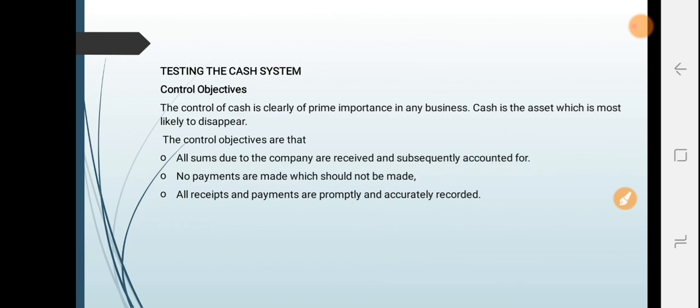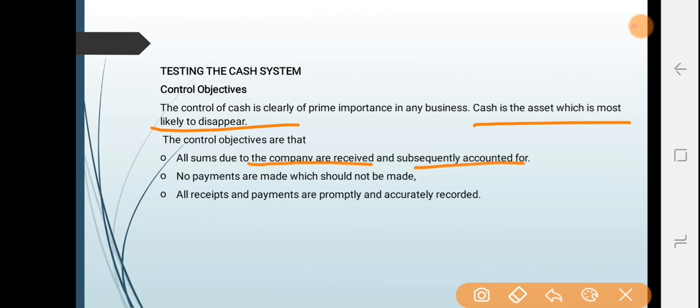Then we have testing the cash system. So here we have a certain set of control objectives with respect to the cash system. We all know that cash is the asset which is most likely to disappear. So the control objectives are that all sums due to the company are received and subsequently accounted for. No payments are made which should not be made. Then all receipts and payments are promptly and accurately recorded. So these are the basic objectives with respect to testing of the cash system.